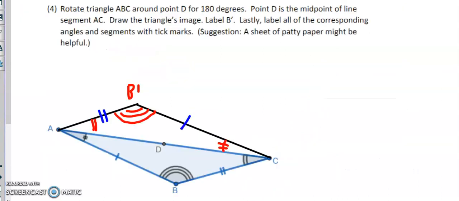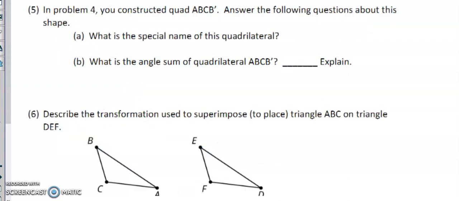Right. Problem 4, I've already started it. We're supposed to do a rotation. Again, this is where shape pad paper comes in. So this is what the shape looks like, and then in problem number 5, you're supposed to decide what kind of shape it is, and then what's the sum of the 4 angles of that quadrilateral.